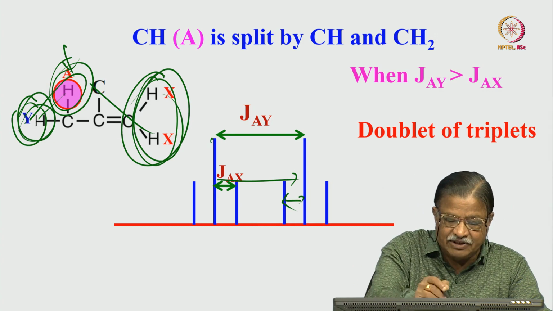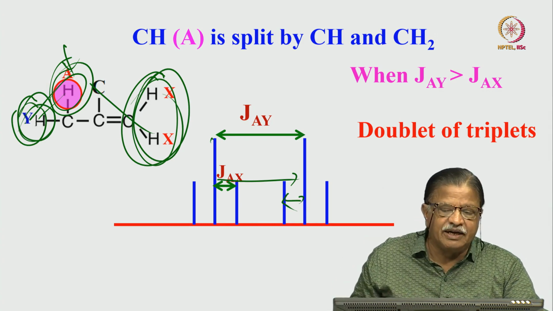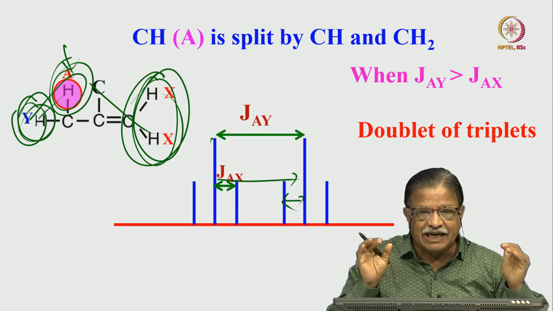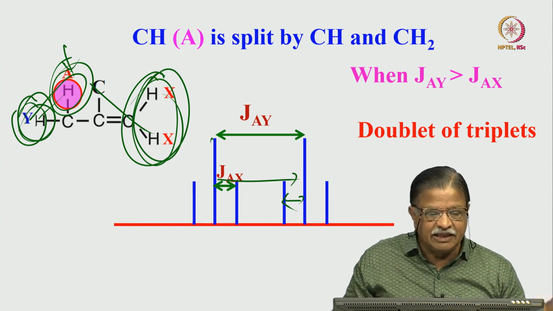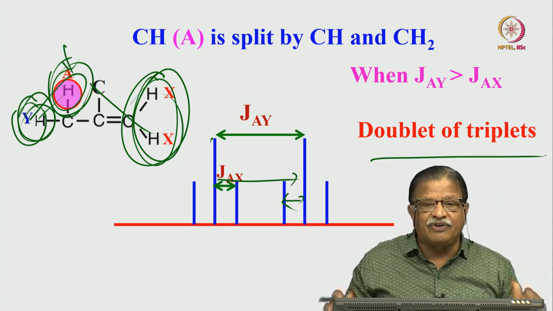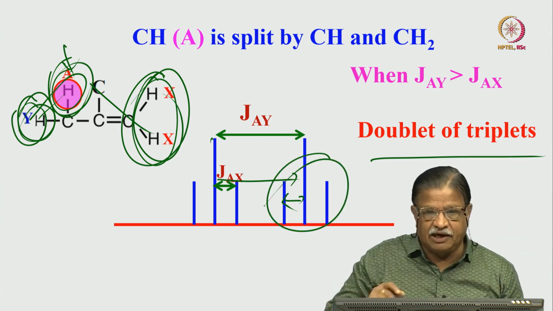And this center of this triplet to center of this triplet separation, if you measure, you are going to get the coupling between A and Y. This is a condition I have taken: AY coupling is larger than AX coupling. The splitting pattern for A appears to be what is called a doublet of triplets. Remember, this is because the triplet coupling is smaller.